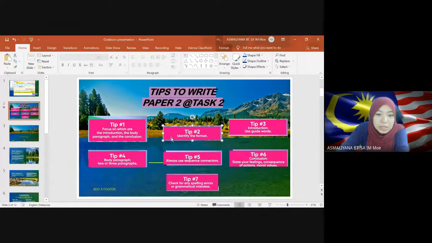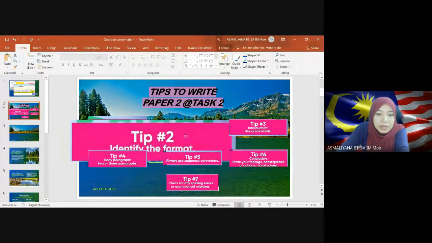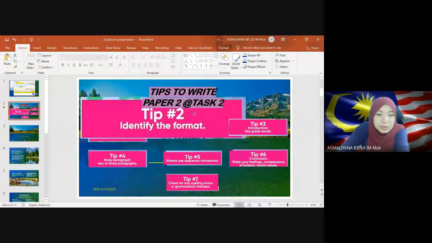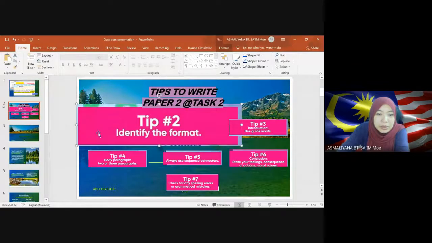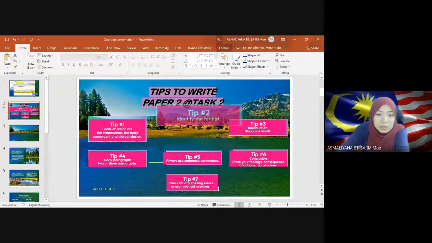In conclusion. Okay. Tips number 2, identify the format. Okay, mesti identify format. Format menulis dia. Nak tulis karangan ke, nak tulis letter ke.